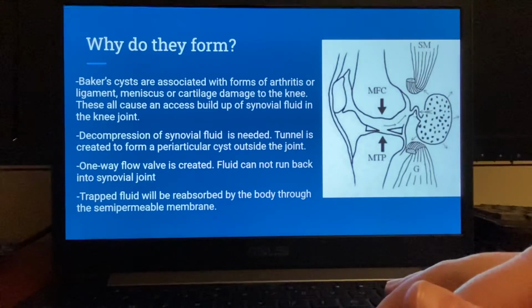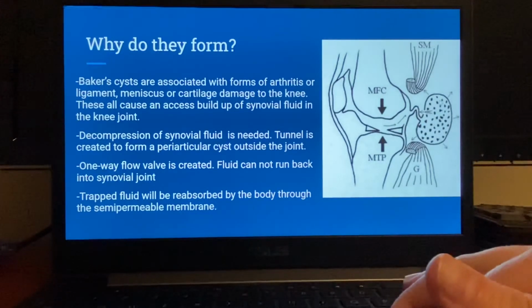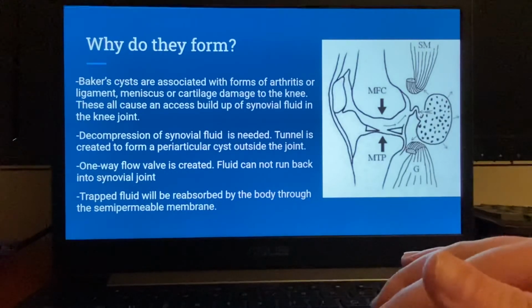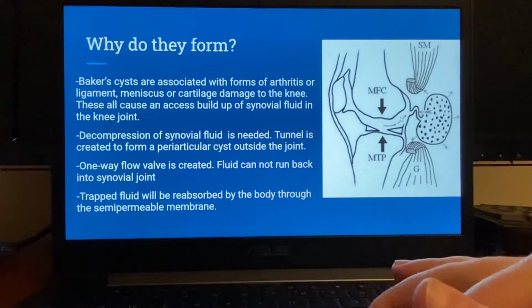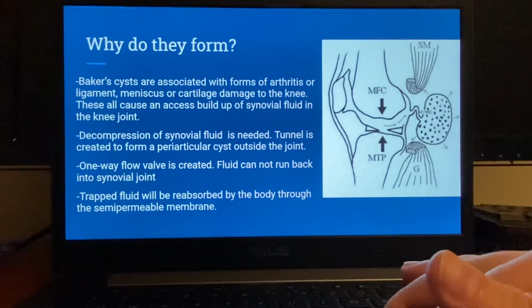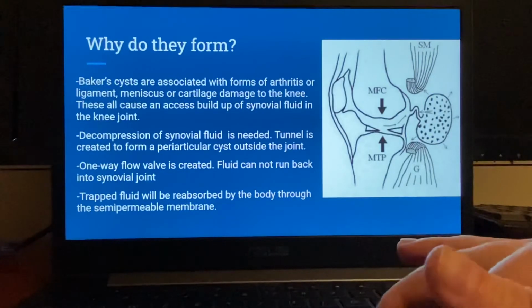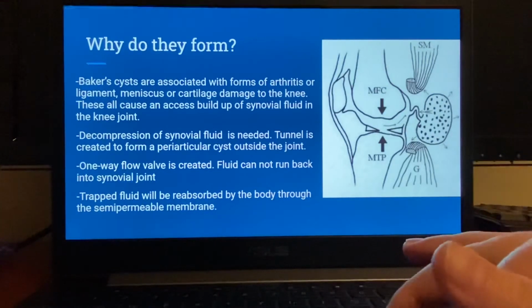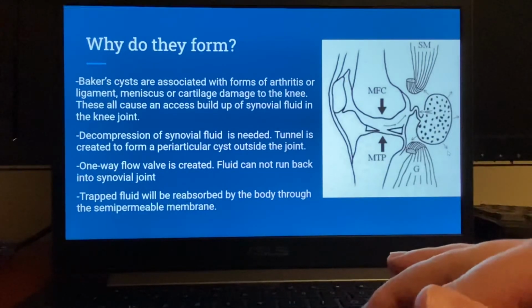And that tunnel is created to form a periarticular cyst just outside of the joint, which can be seen at this structure here. The tunnel is a one-way flow valve, so that the fluid cannot run back from the cyst into the synovial joint. The fluid that is trapped in the Baker cyst will later be reabsorbed by the body through the semipermeable membrane that the Baker cyst has. You can see these little arrows pointing, showing that the fluid will eventually be reabsorbed into the body.